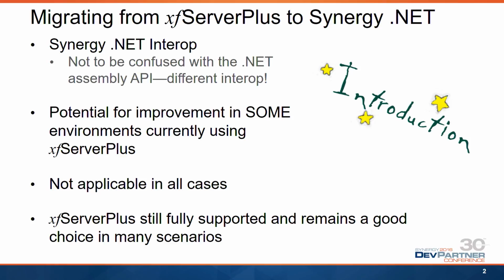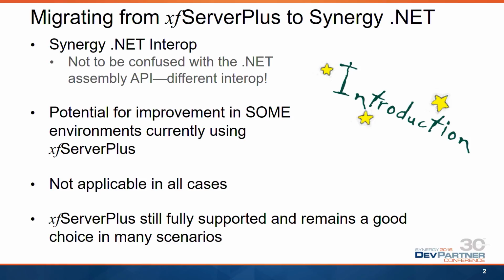The Synergy.net Interop project template is what I'm talking about here, and I'll explain what it is and how it works. What this project type gives you is potentially, in some environments, a way of factoring out xfServerPlus and xfNetLink.net from your existing applications. I already mentioned it's not applicable in all cases, and hopefully I'll help you understand when you might want to consider doing that. I do want to stress that xfServerPlus is still a fully supported product.